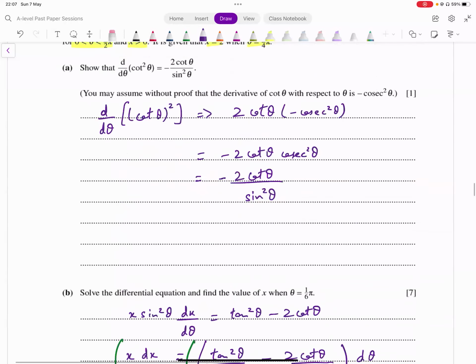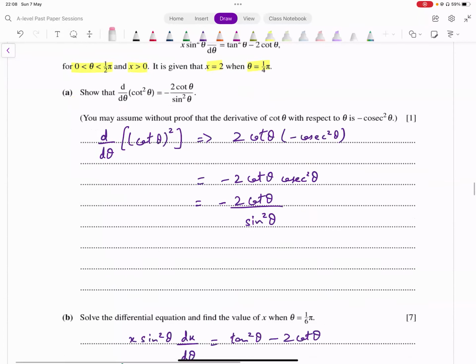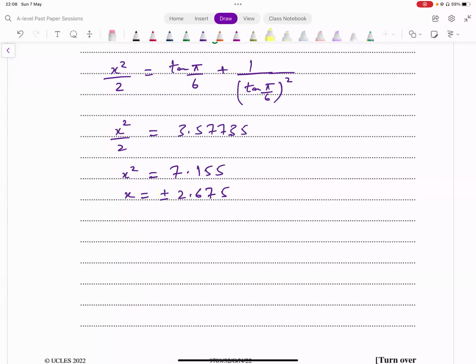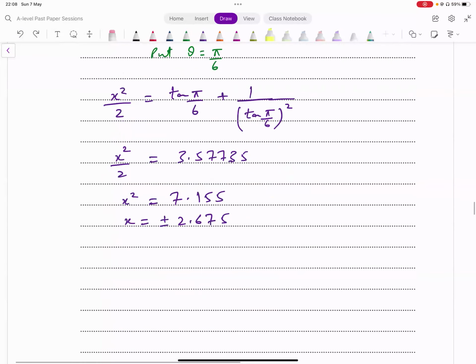वापस आते हैं, question में उसने क्या दिया है. उसने कहा हुआ है x is supposed to be greater than 0. Now if x is greater than 0, that means we only have to consider the positive answer here, not the negative one. Okay, हमने सिर्फ positive answer consider करना है, negative नहीं. So the value of x therefore turns out to be 2.675.